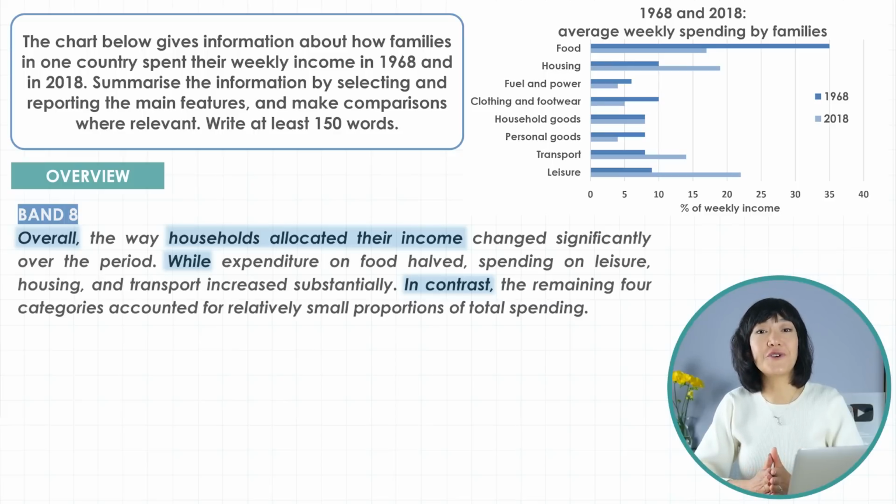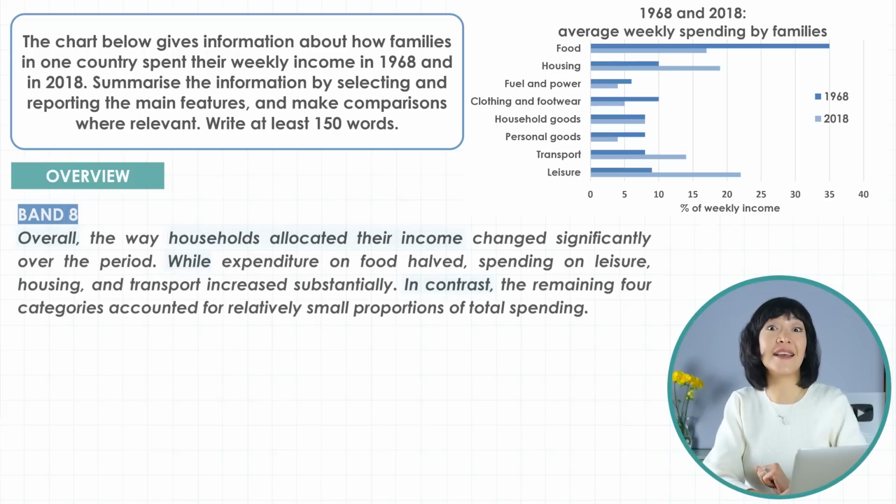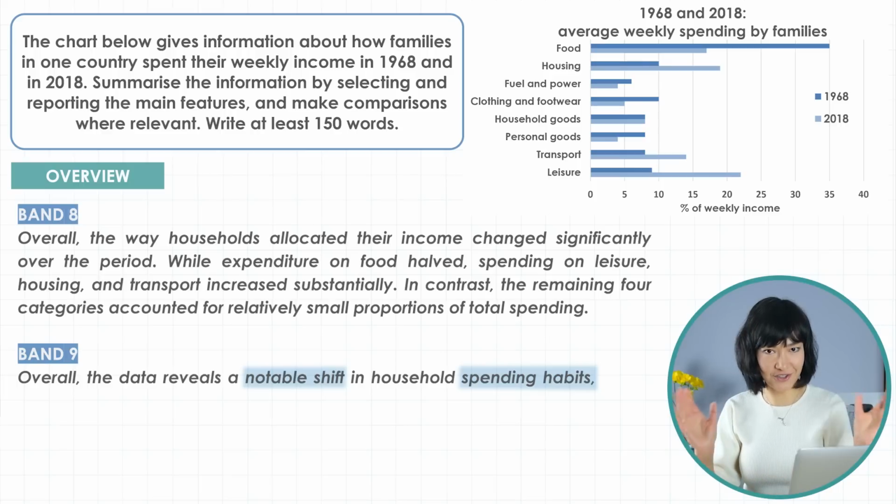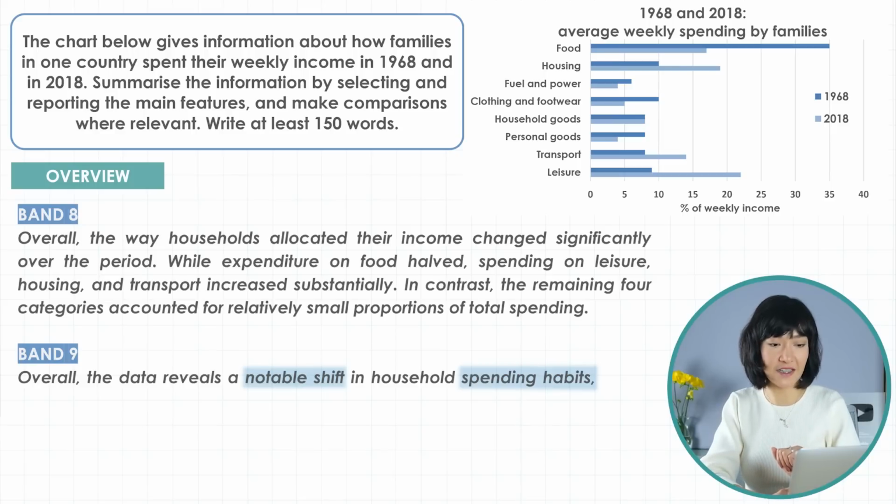But if you're curious, here is the next level. Overall, the data reveals a notable shift in household spending habits. The meaning is the same, but the language is higher level. A notable shift in spending habits are great collocations. And I'm also adding the changes to the same sentence. So look at this. We'll put a comma and continue.